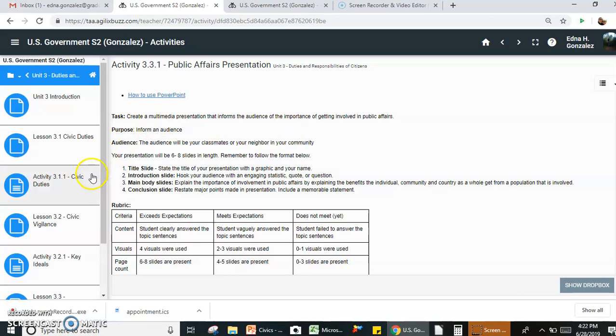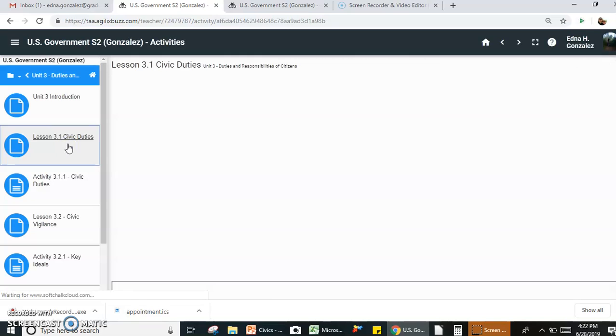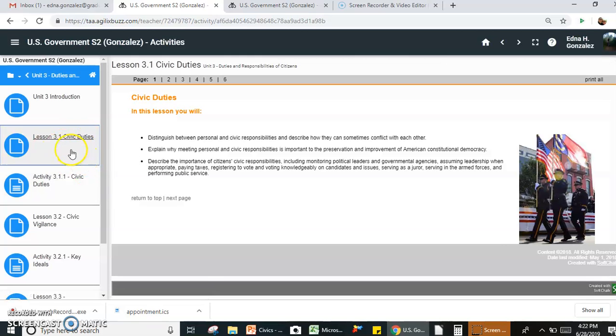Again, I encourage you, and you actually must, review some of the ways that you can get involved in public affairs. I'm going to briefly skim over these lessons. In lesson 3.1.1, it tells you about civic duties and responsibilities, why they're important, and how you can get involved, such as paying taxes, registering to vote, knowing more about candidates, serving as a juror on a jury, and being involved in the armed forces.